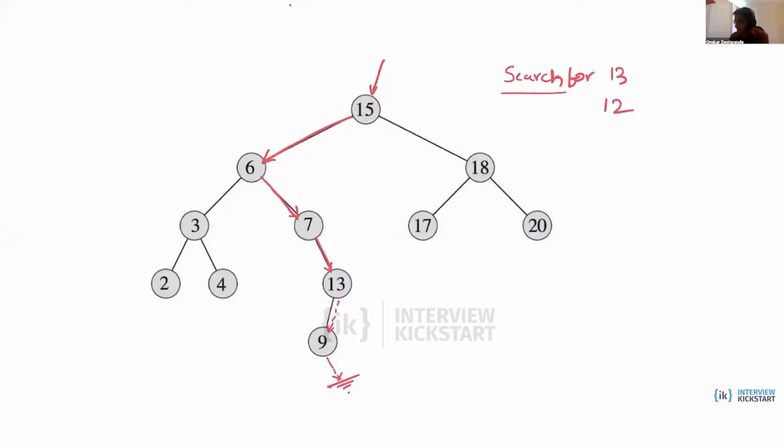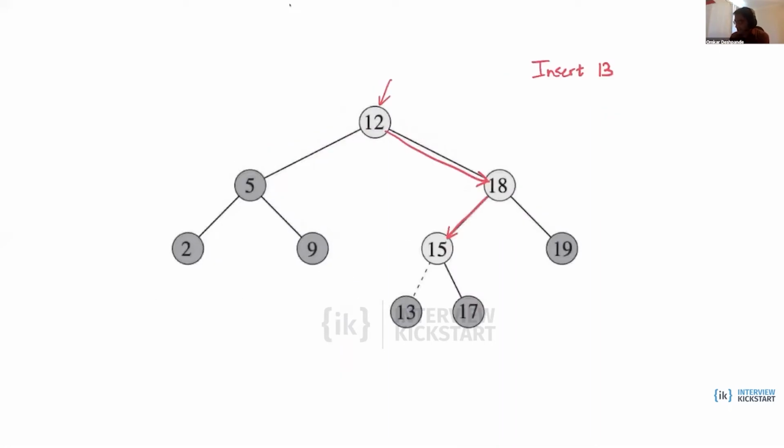So 13, because it's not there, we know we have converged on the place where it should have existed if it was in the tree, and so that is the point where we insert the node 13. So we always insert a new node as a leaf in the binary search tree. That's what we did in the foundations.